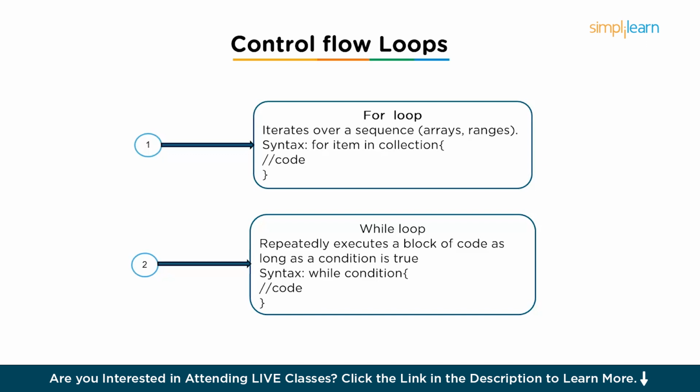Whereas the while loop repeatedly executes a block of code as long as the specified condition remains true. It continues to loop until the condition becomes false. The syntax involves writing while followed by the condition you want to check, and the code block you want to repeat within curly braces. For example, you could use a while loop to repeatedly ask the user for input until they enter a valid value, or to simulate a game where the game continues as long as the player has lives remaining. So let's see an example for both kinds of loop.